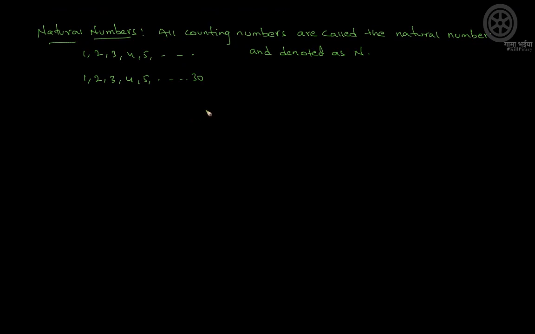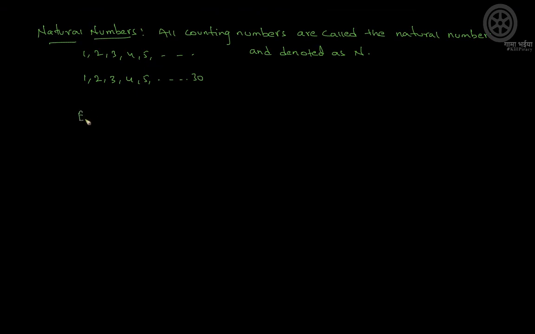If anyone asks you to count the number of toys, then what do you say? 1, 2, 3, 4, right? Those numbers are called the natural numbers, right? You will have infinite natural numbers, right? We see some more numbers from the natural numbers, right?